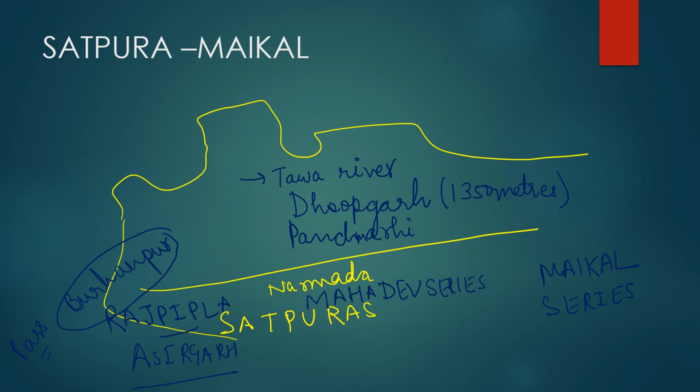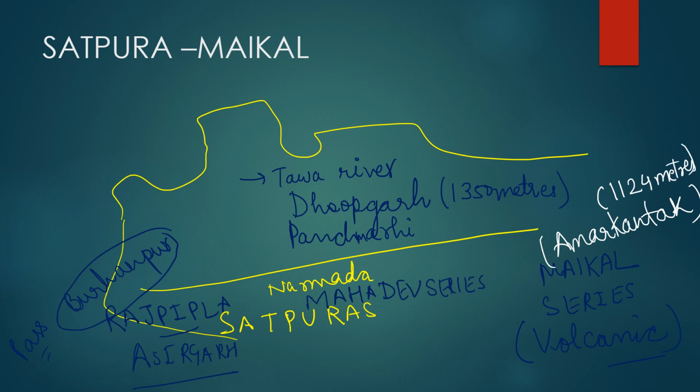And the next one we have is the Maikal series. The Maikal series is the extension of Satpura. Satpura starts from Rajpipla, Mahadev, Maikal. All these are Satpuras. This Maikal originated as a process of volcanic eruption. The highest peak in the Maikal is Amarkantak, a very famous one, the Amarkantak plateau, and the height is 1124 meters. This is all about Satpura Maikal.